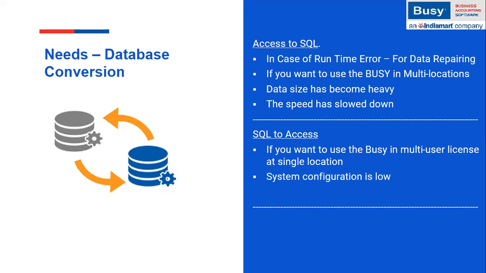Next is low system configuration. If your system configuration is low and old, then the MS SQL setup can hang or get stuck. In this case, you have to convert your data from MS SQL to Access, and use the Access database in Busy. So if your configuration is low, then an Access database is possible. If your data size is low and your configuration is low, you can easily use the MS Access database.